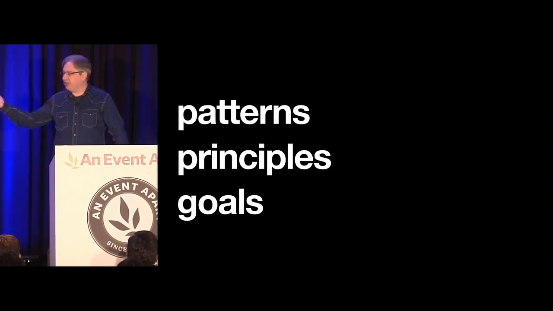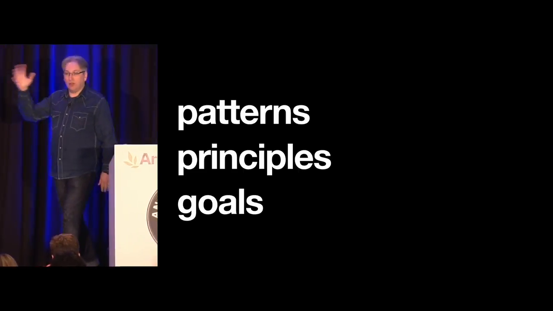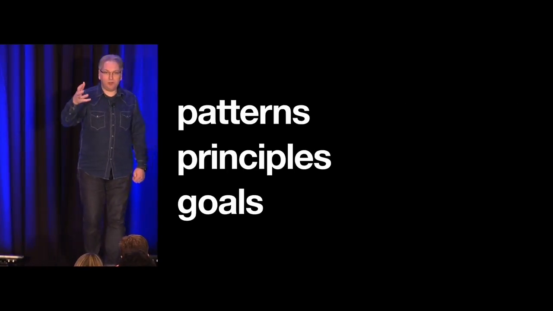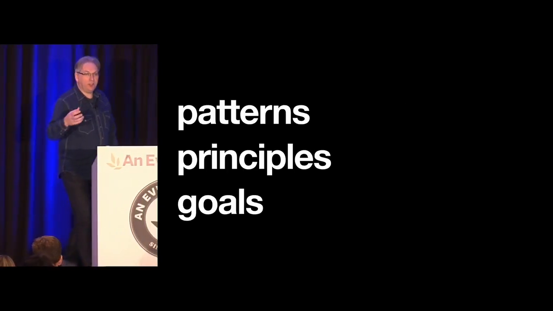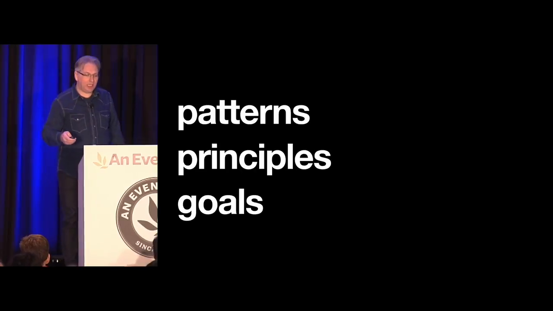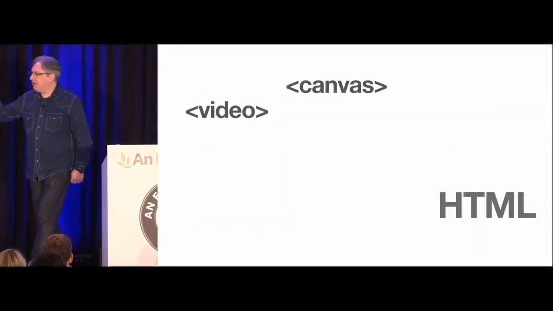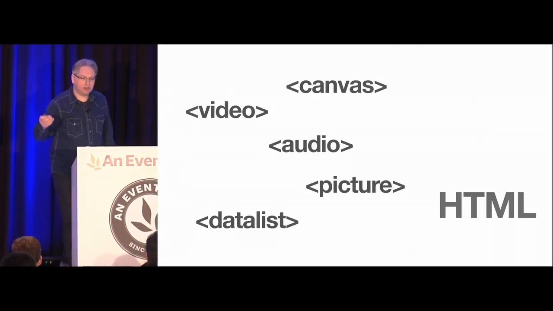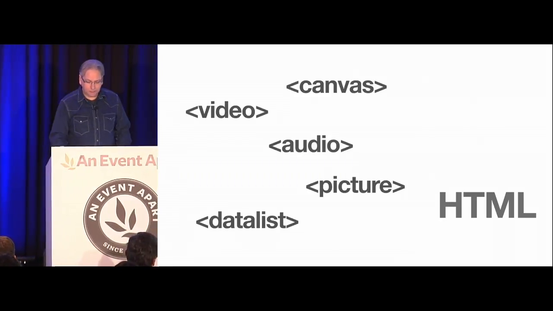In the case of HTML, or in the case of the World Wide Web, you've got the goal of making the hardware irrelevant, right? The idea of ubiquity, universal access. The principles, well, we've got the HTML design principles as an example of those principles. And then the patterns, well, those would be the individual elements, right? The patterns that we end up with in HTML are the result of the principles, which are the result of the goals.